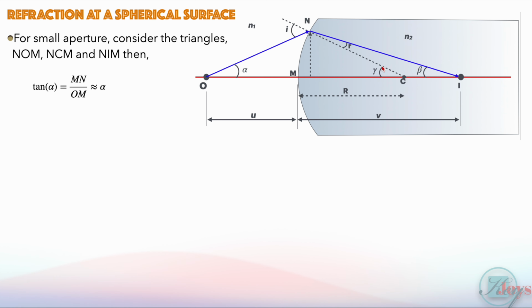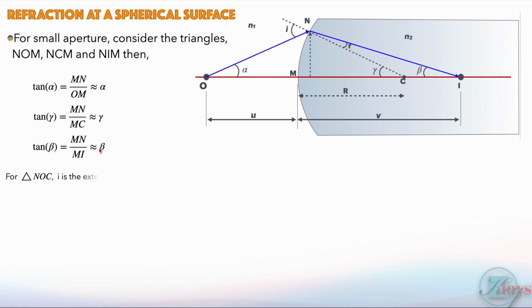Similarly for gamma, NCM is the triangle. In that, tan of gamma is equal to opposite by adjacent, so NM by CM or MC. So that is MN by MC, opposite by adjacent, which is also equal to gamma itself, because the angle is very small. Similarly for beta, MN by MI. This is angle beta. So tan of beta is equal to MN by MI, which is approximately equal to beta.